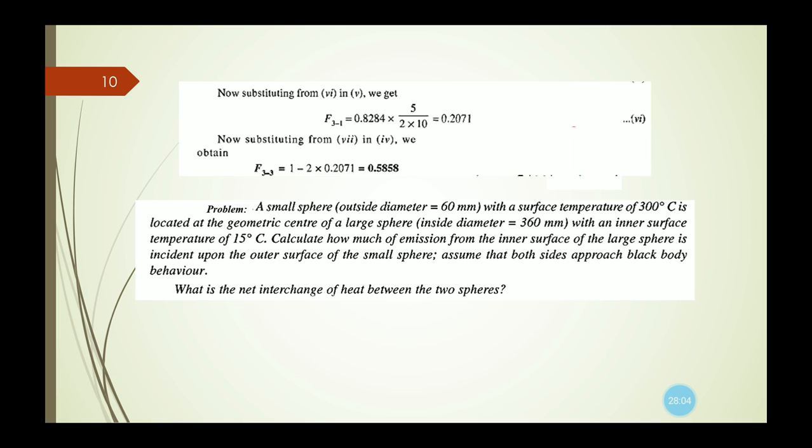So as we have calculated F13 as 0.8284, if we put this value in the earlier equation, then we can calculate the value of F31. It is the shape factor of surface 3 with respect to surface 1. We are getting this as 0.2017.